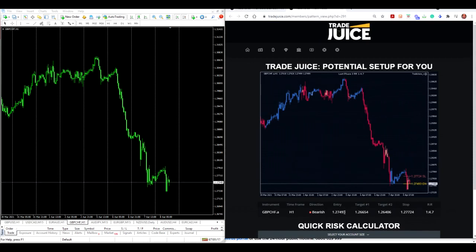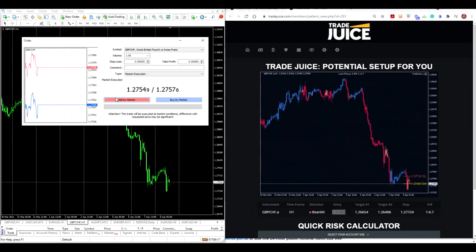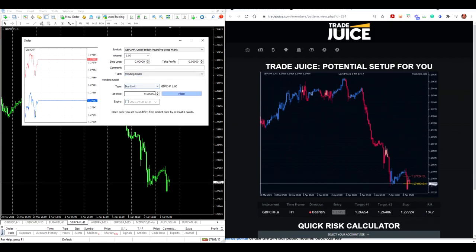What I'm going to do then is simply set the entry point, because price has not yet reached that point. As opposed to a market execution, an immediate execution, I'm going to enter a pending order and I'm going to go short. So I'm going to put in a sell stop, which means that once price hits that level, somewhere down here, then I will be in the trade.